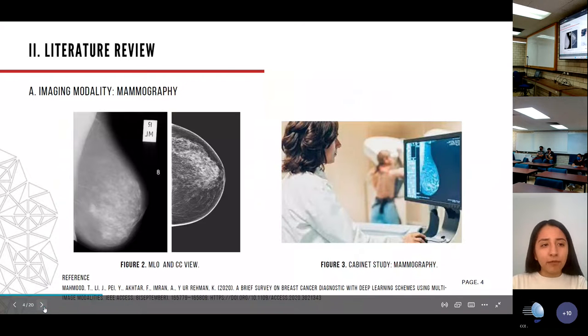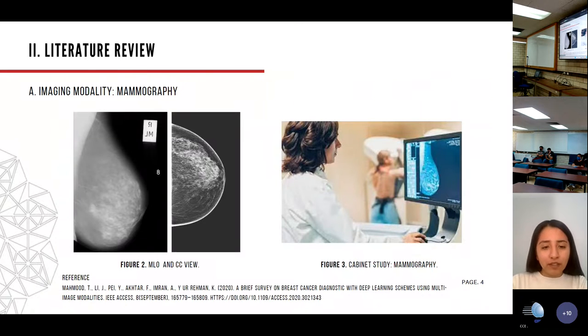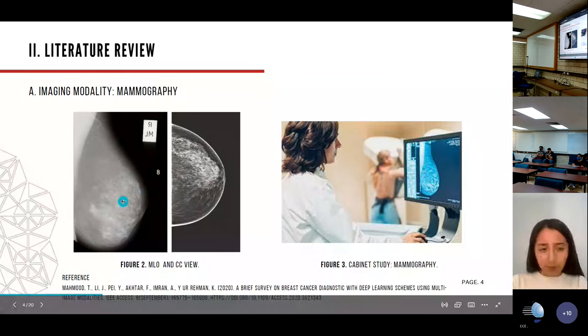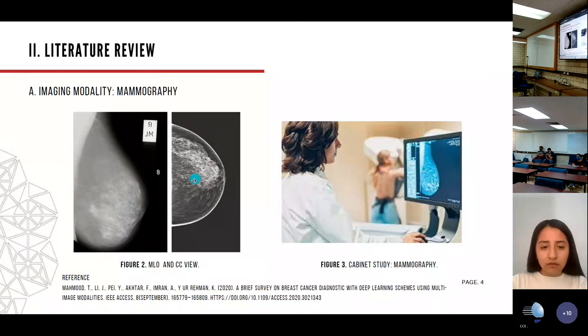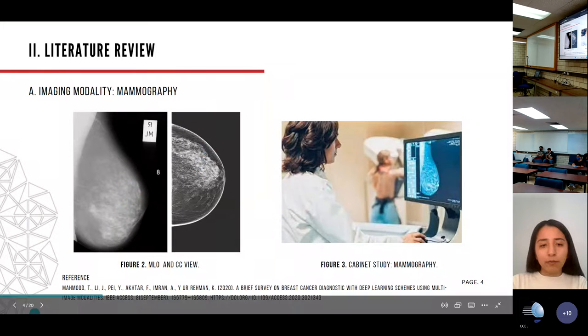Literature review. A. Imaging modality, mammography. Laboratory studies are an indispensable tool to evaluate the patient's state of health, as is the case with mammography, which is an X-ray imaging modality used to classify solid changes in the breast tissues. This modality is commonly used by medical specialists to obtain a better visualization of each breast through the mediolateral oblique view, MLO, and the craniocaudal view, CC.